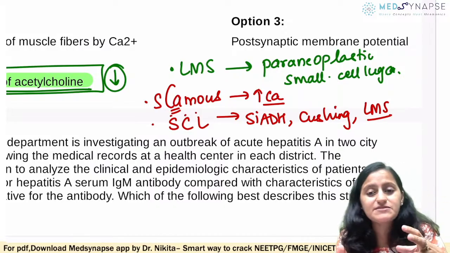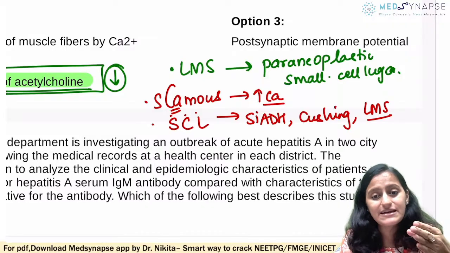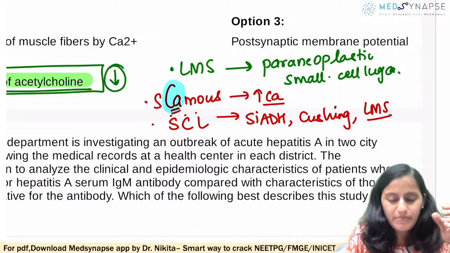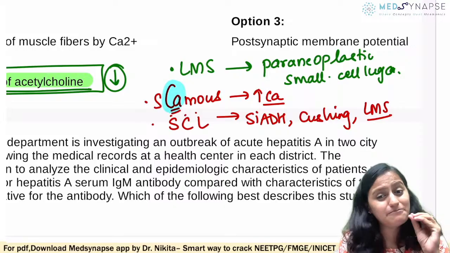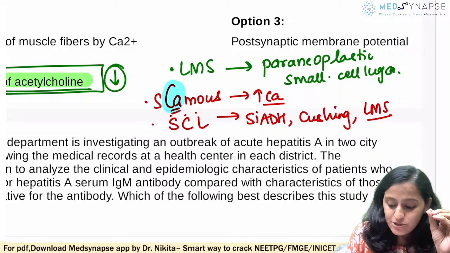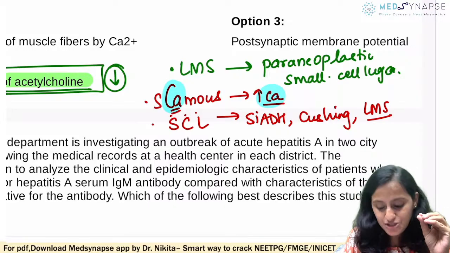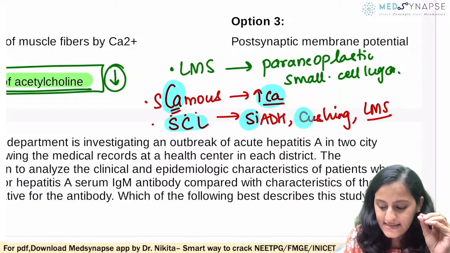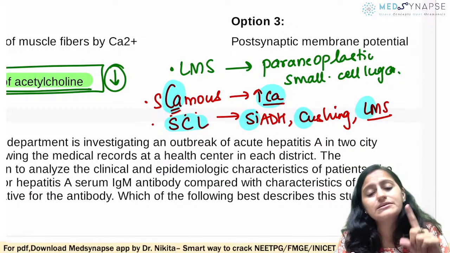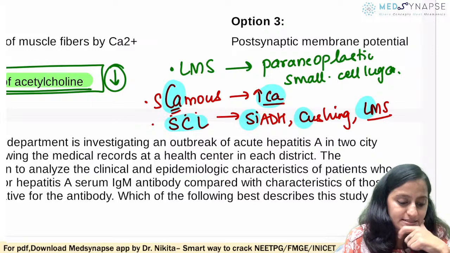These are the mnemonics we have learned in a short course on the Medsynapse app. So remember these tricks, mnemonics come very handy in your exam. So squamous is calcium and SCL is SCL. That is how you remember the paraneoplastic syndromes. Is this clear with everyone?